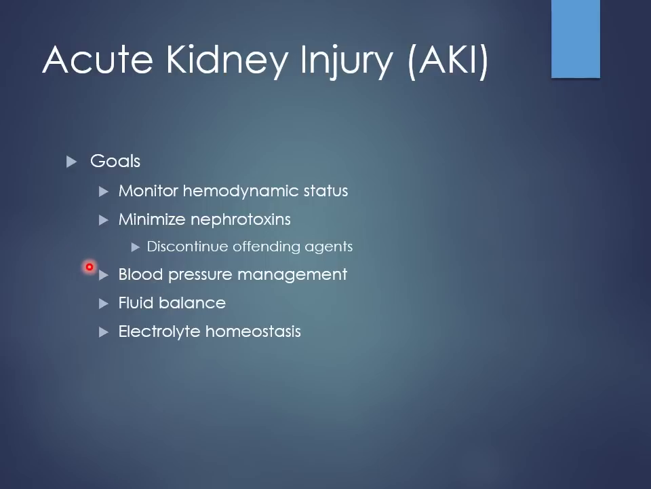Again, blood pressure management is going to be important here. Usually these patients will develop hypertension in a lot of cases. However, we'll see with the different varieties of kidney injury that may not always be the case, but we're going to manage blood pressure, manage their fluid balance, and then also electrolyte homeostasis. How do you think this changes with someone with acute kidney injury?